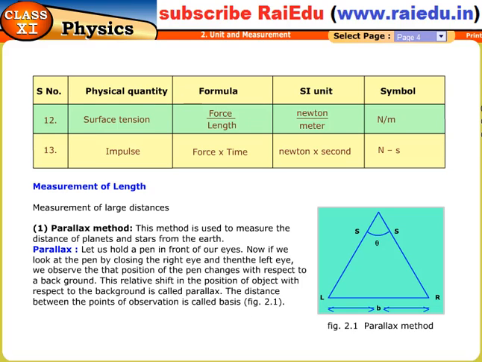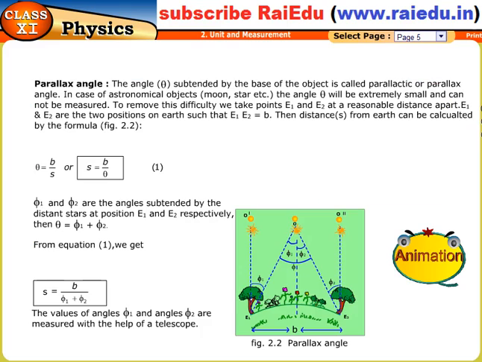Now, if we look at the pen by closing the right eye and then the left eye, we observe that the position of the pen changes with respect to the background. This relative shift in the position of an object with respect to the background is called parallax. The distance between the points of observation is called the basis.